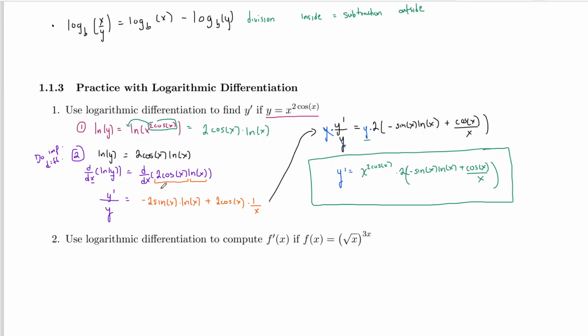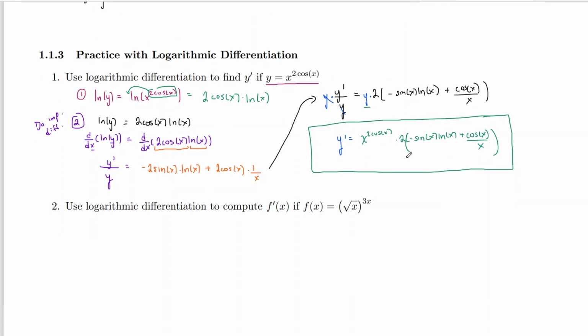But the method is always going to be the same, because then at the next step, you have y prime over y, and you have to get the y prime by itself. You're always going to have whatever y is over here as well. But I can't stress enough, you do not want to try to memorize some formula for logarithmic differentiation. I don't think it's worth it by any means.